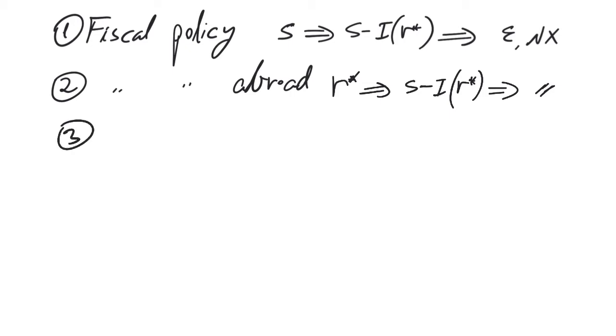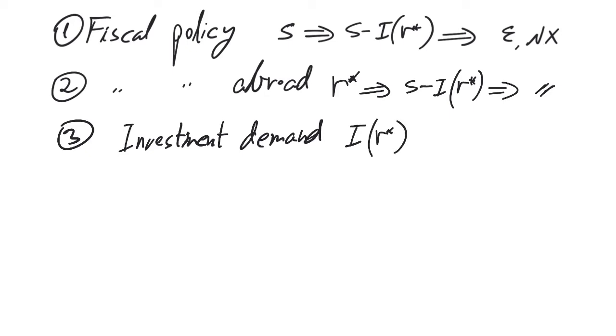And then we have again a change in the investment demand function, a shift. So that would be a shift of I of R, and again that would change the S minus I of R star and give us a new equilibrium.